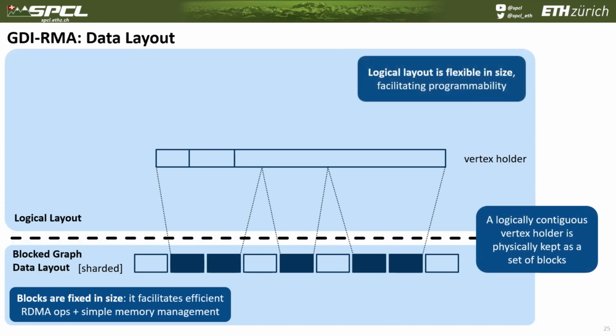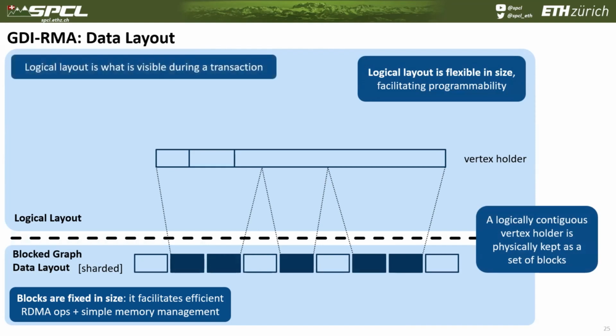And the size of this logical layout is flexible, which means it's easier to program this. That's really what is visible during the transaction implementation. If you want to implement a transaction, that's what's going to be visible. Now this vertex holder object contains a couple of fields, such as the header with some control information, the addresses of all the blocks that are forming this vertex holder, and the actual label and property data. And then we have more of these fields, but you can check all of them in the paper.